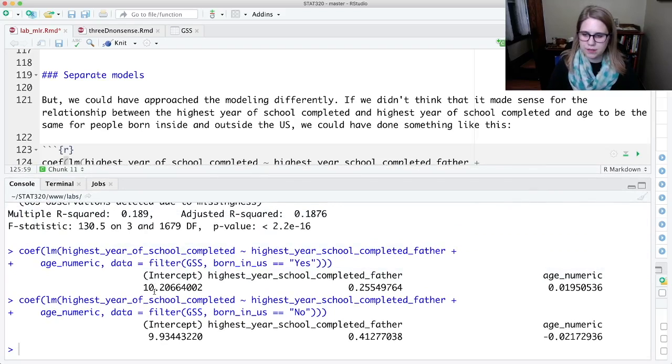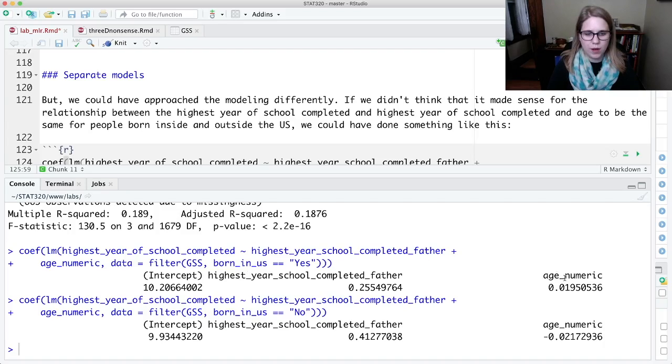So if we look at this, all of the coefficients are different. We've got a different intercept, we've got a different slope for highest year school completed father, and we've got a different coefficient for age numeric. In fact, it's so different that one of them is positive and one is negative. So for a 1-year increase in age for people who were not born in the US, we'd expect their years of schooling to go down, holding the amount of school their dad did constant.